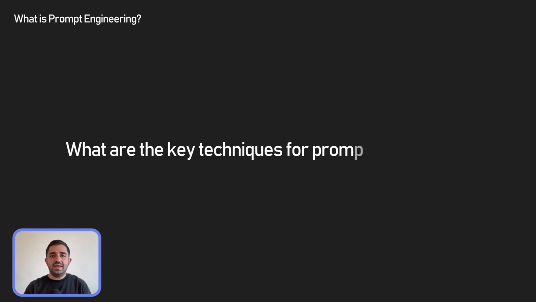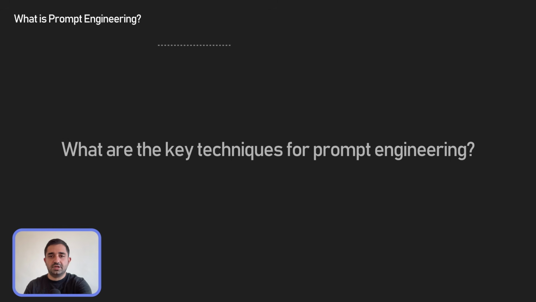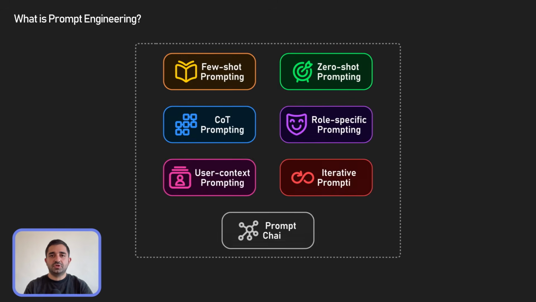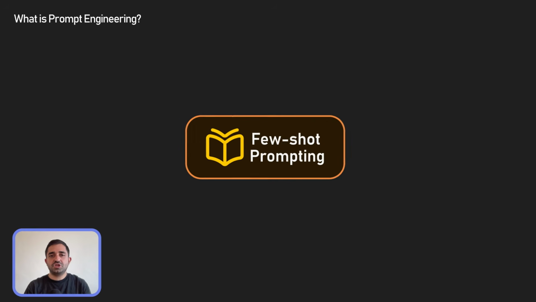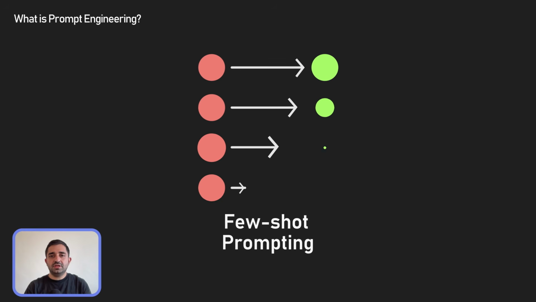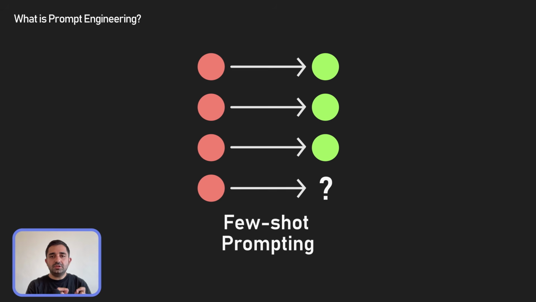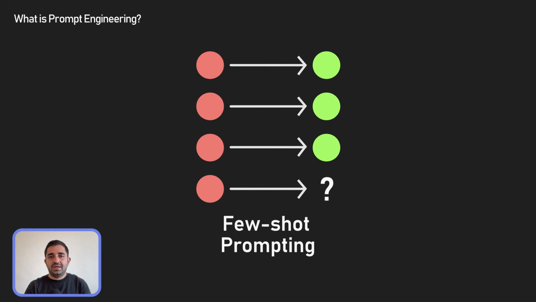So what are the main techniques used in prompt engineering? Let's go over the most important ones. 1. Few-shot prompting. In few-shot prompting, we include a few input-output examples in the prompt to guide the LLM's behavior and help it understand the desired pattern.